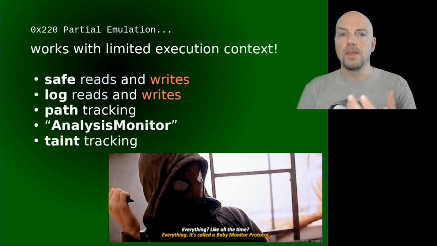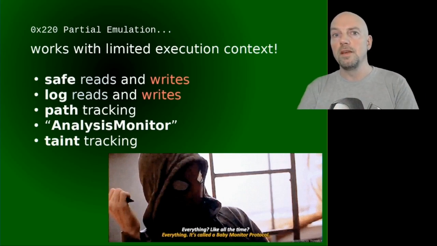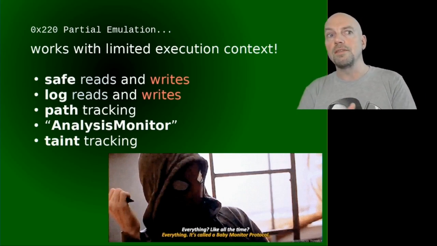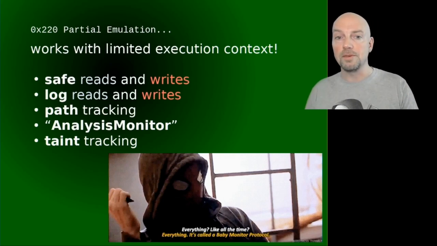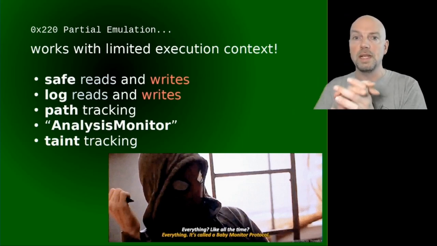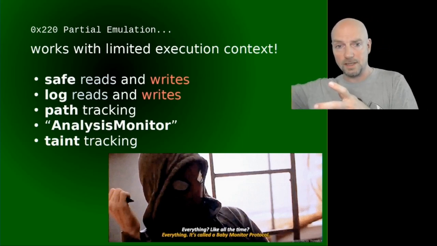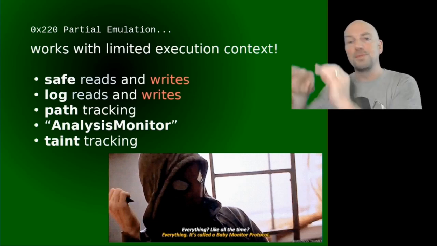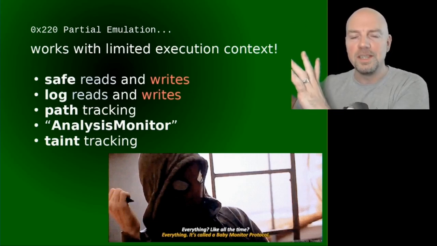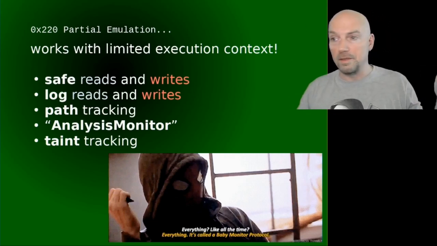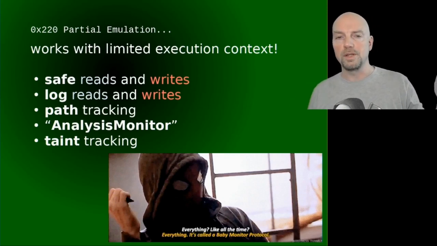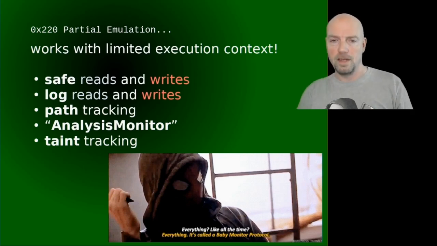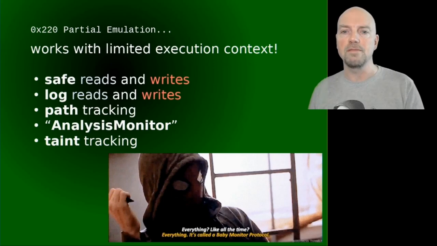Partial emulation allows you to get around some of the issues of getting full context by providing things like safe reads and writes. If the emulator runs into a read of a memory location that doesn't exist, or a write, it'll just say, let's pretend that that worked. And on a read, it'll just give you the correct amount of bytes back of some known value so that you can say, oh, hey, that looks like a lowercase a, or a bunch of them. In our case, that's what we'll run into for safe reads.